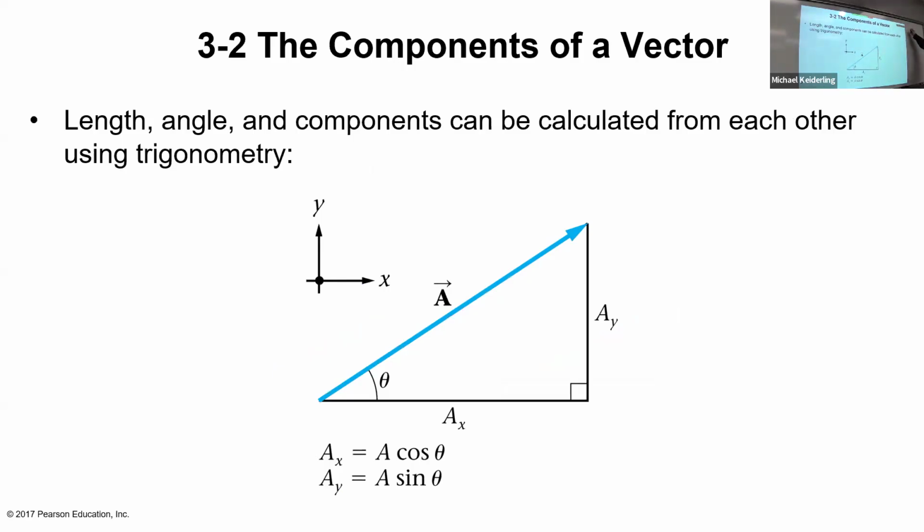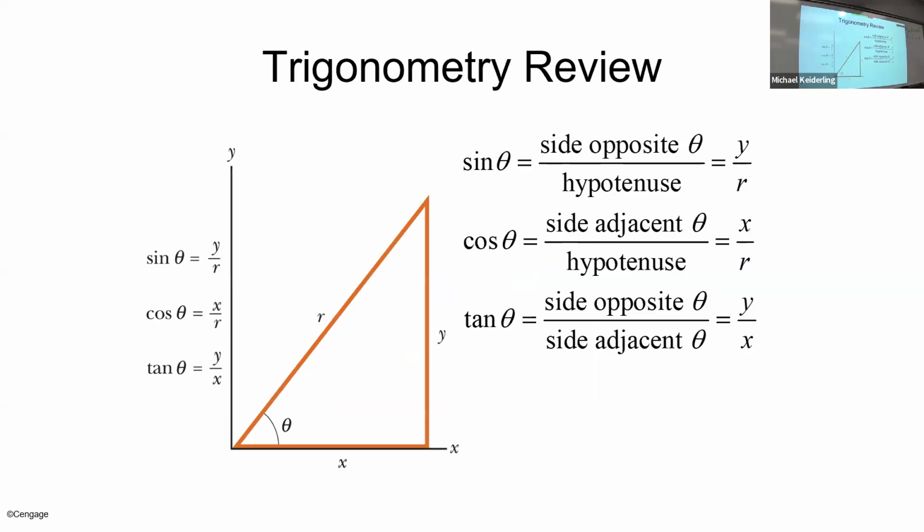The general thing is, if you know the magnitude and the direction, the x component is the magnitude times the cosine of the angle. The y component is the magnitude times the sine of the angle. So this lets you break down into x and y components. You can also do the opposite. This is all just trigonometry.